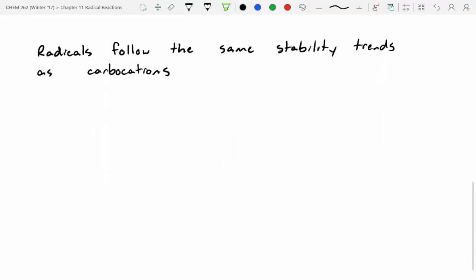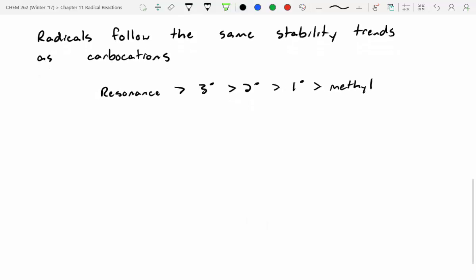So if you remember carbocationic stability, really we said resonance was the best feature, followed by tertiary, followed by secondary, followed by primary, which is way, way more stable than a methyl group. So this is our general trend. Luckily, we don't have to learn anything new. But then the question becomes, how do we draw resonance with radicals, right? We have to learn how to redo our resonance structures.